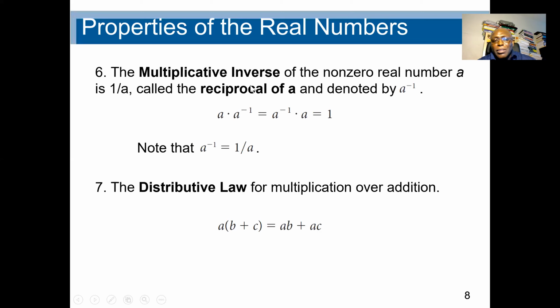So the multiplicative inverse of a non-zero real number a is 1 by a, which we call the reciprocal of a. So a to the power negative 1 is the reciprocal of a. Then the distributive law for multiplication over addition. Here we have a parenthesis b plus c. We are going to distribute a to both b and c. So we get a times b plus a times c.